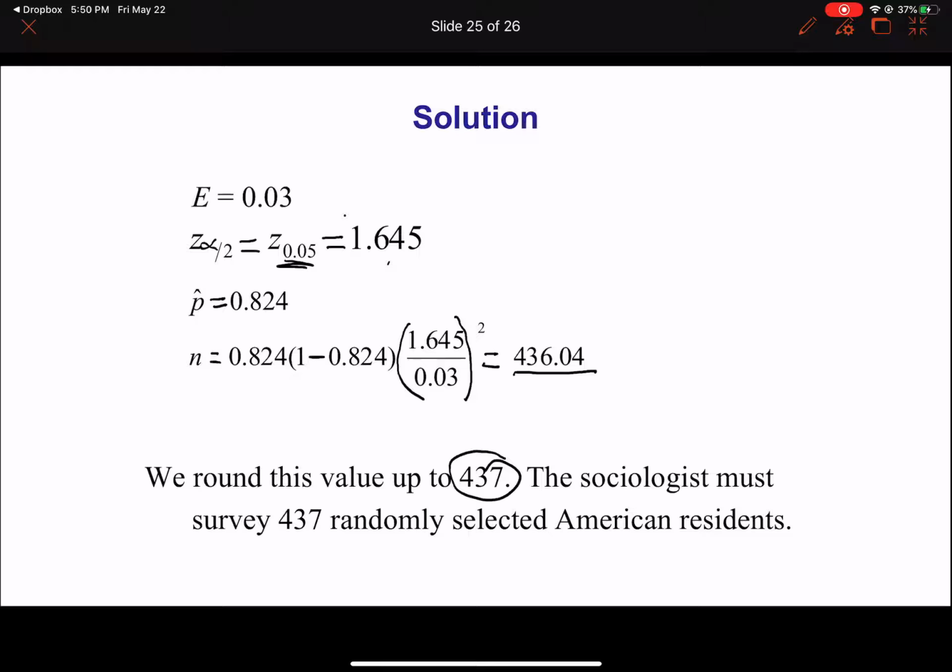So the sociologist must survey 437 randomly selected American residents in order to get the margin of error of plus or minus 3%. So she wants that plus or minus 3%. She has to poll at least 437 Americans.